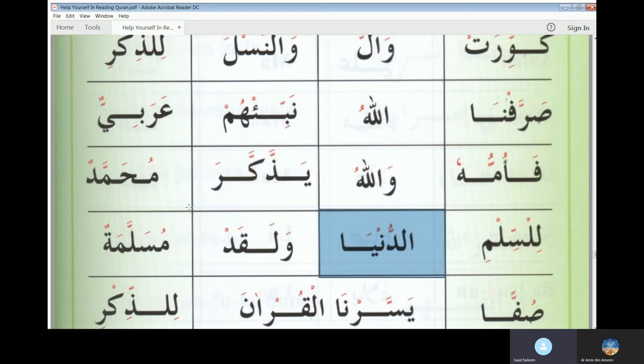Dunya. Ad-dunya. Here we join alif with dal. Ad-dunya.